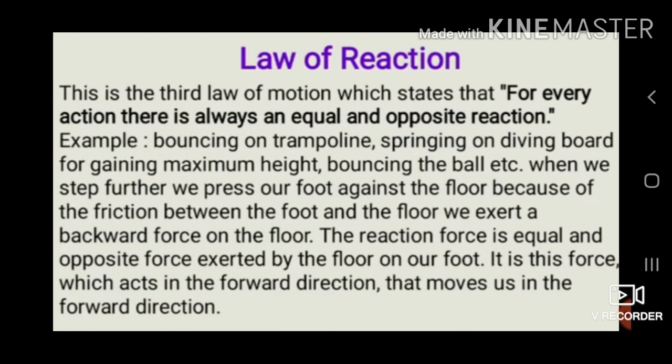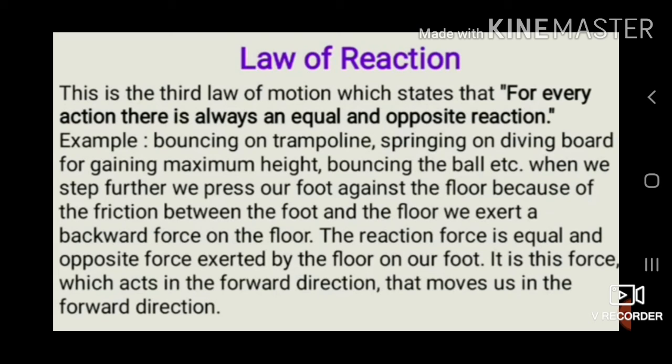The third law of Newton, that is the law of reaction. This is the third law of motion, which states that for every action there is always an equal and opposite reaction. For example, bouncing on a trampoline, sprinting on a driving board for gaining maximum height, bouncing the ball, etc.